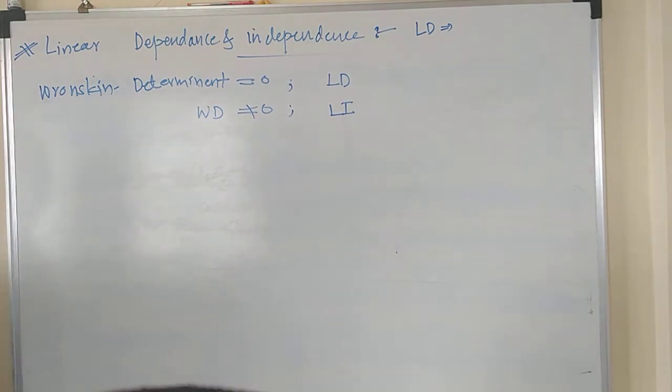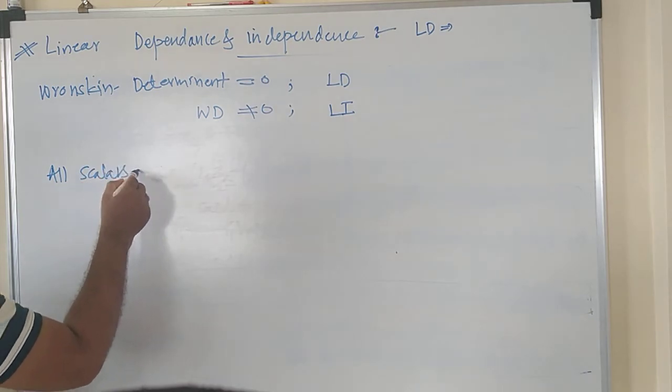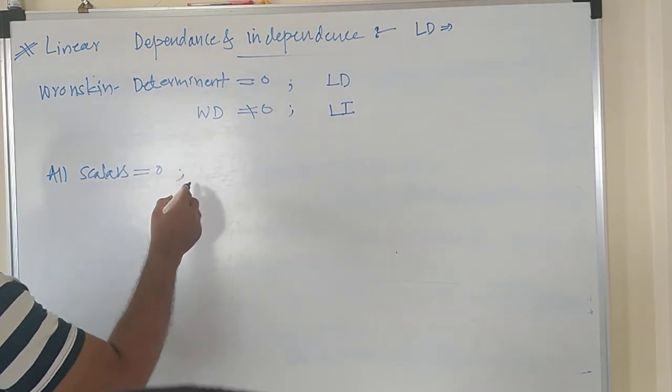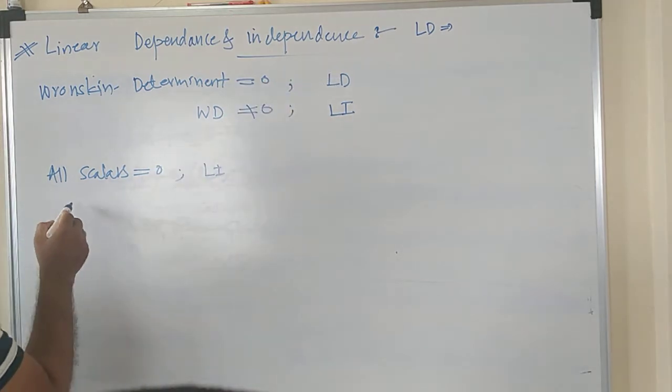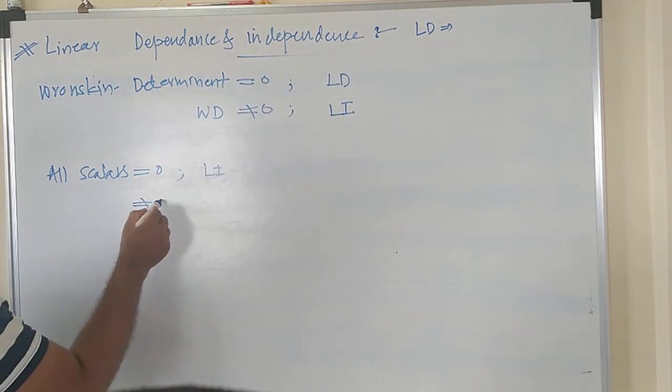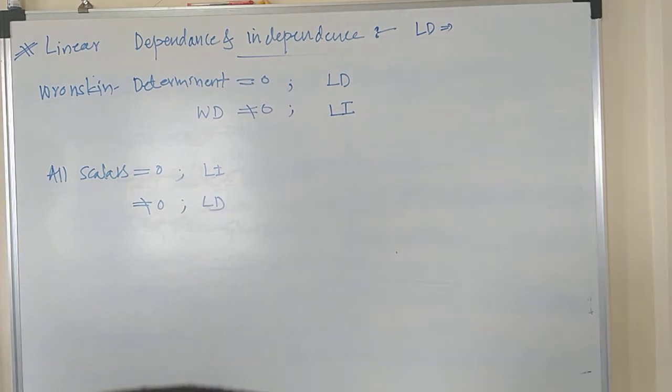What was the case that we studied in the case of scalars? If all scalars are 0, if all scalars equal 0, then the vectors are said to be linearly independent. Here it is exactly opposite. And if all are not equal to 0, then linearly dependent. Simple case. Fine. One more method of finding out the linear dependence and independence of the vectors is using row echelon form, isn't it?